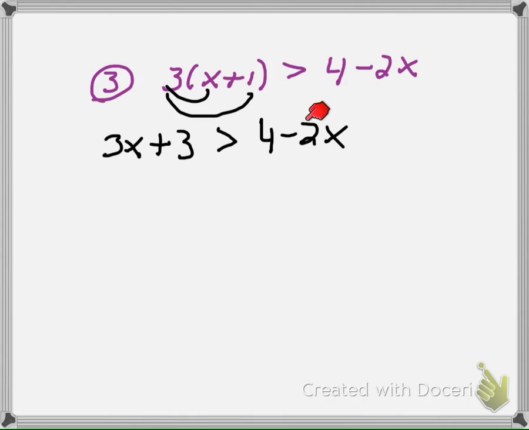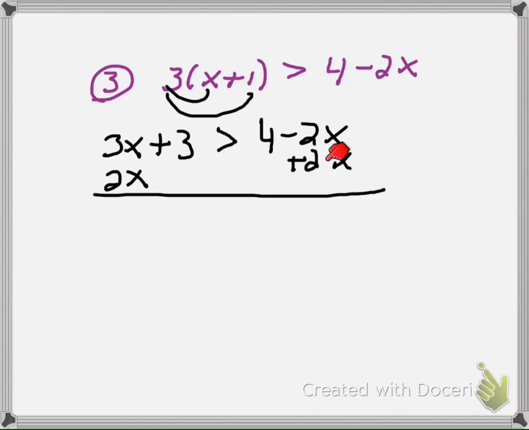Now, we've got a negative 2x on the right-hand side and a 3x on the left-hand side. You're only allowed to have x's on one side, so you need to get rid of one of them, and it doesn't matter which one, but I'm going to get rid of this one. And the opposite of subtracting 2x is to add 2x, so to get rid of it, I'll add 2x. And of course, if I add 2x over here on the right-hand side, then I have to do that over here as well.